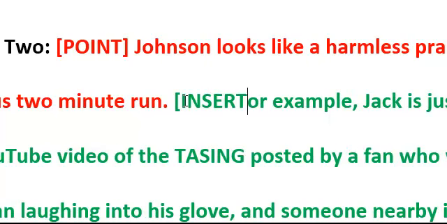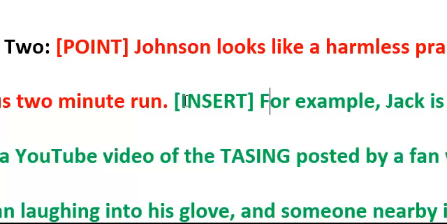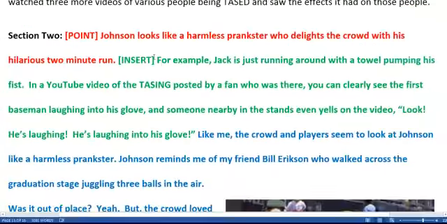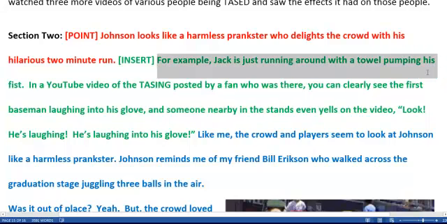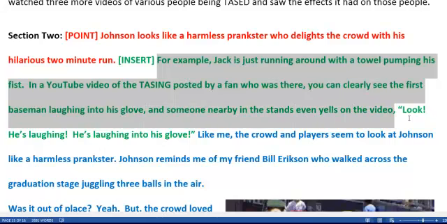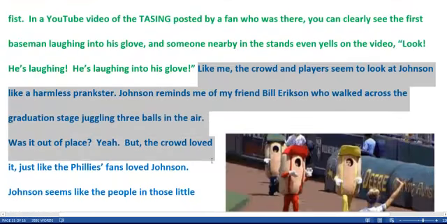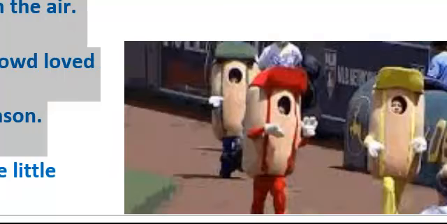Next, they've got to insert, that's the I in PIES. They've got to insert some kind of supportive detail from the readings or from the videos. For example, Jack is just running around with a towel, pumping his fist. There's a detail. In a YouTube video of the tasing posted by a fan who was there, you can clearly see the first baseman laughing into his glove, and someone nearby in the stands yells on the video, "Look, he's laughing! He's laughing into his glove!" So there's a nice little insert. So far we've done P and I. Now they got to explain. In this case, I added a personal example.